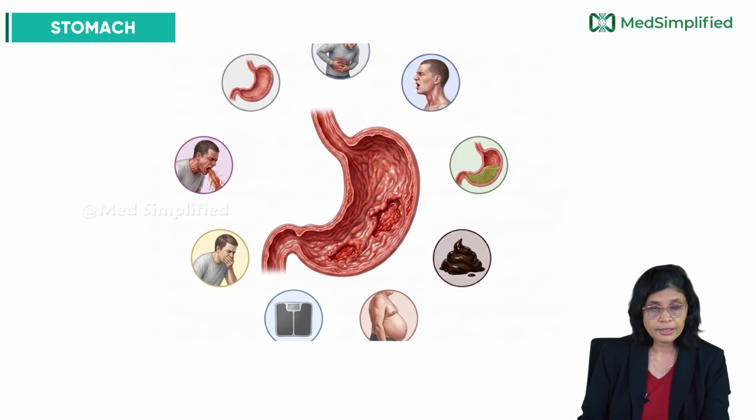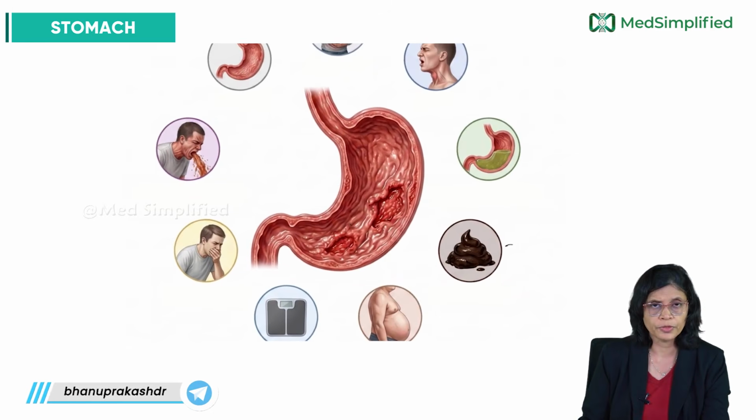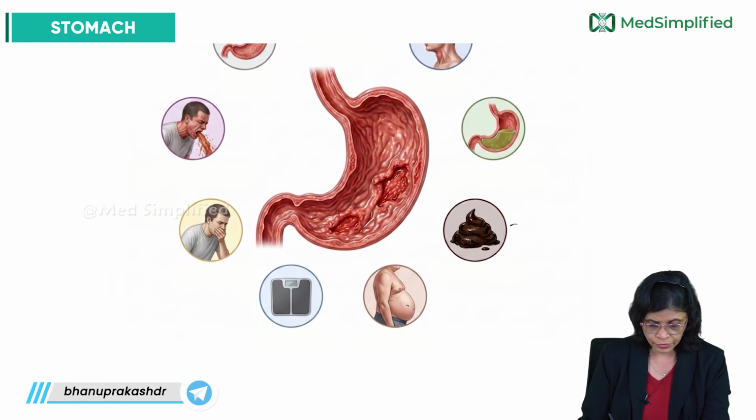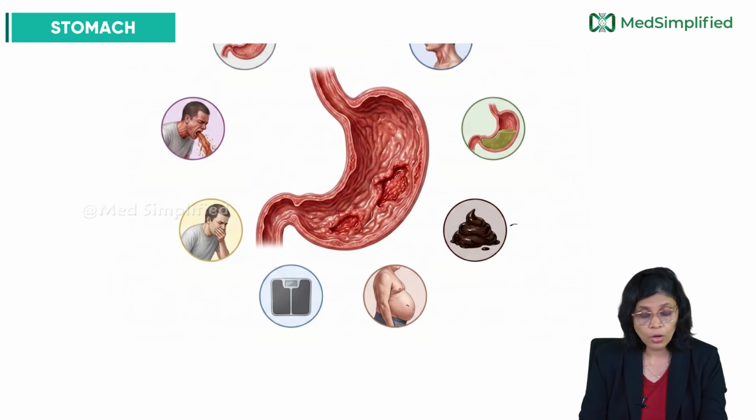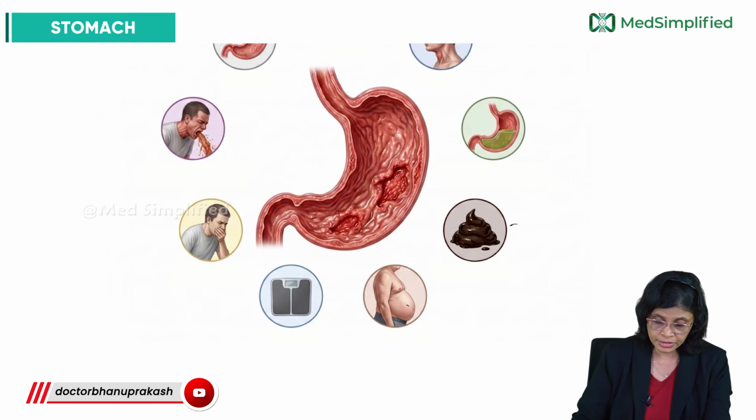Sometimes if there is bleeding, it can also result in melena, that is passage of blood in the stools, we call it melena. Distension of the abdomen, weight loss, vomiting. All these things are some of the symptoms of gastric ulcers. So to heal the gastric ulcers, sometimes we perform the vagotomy surgery.